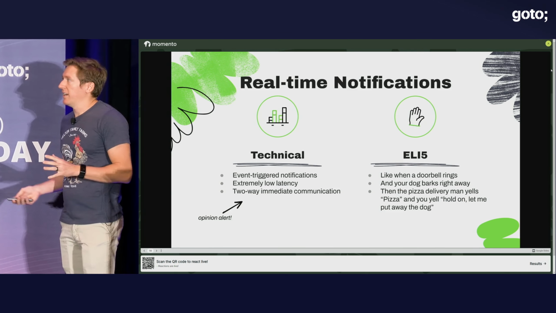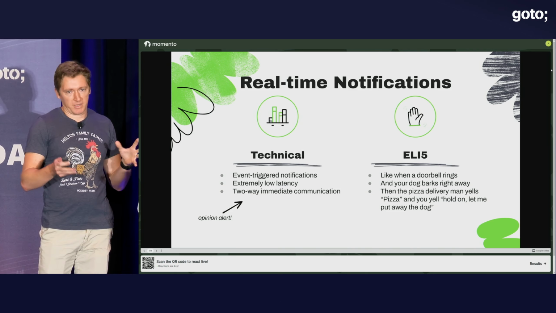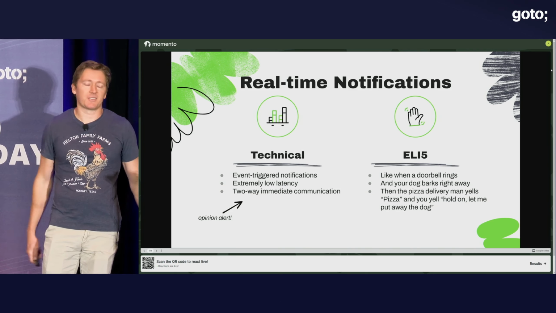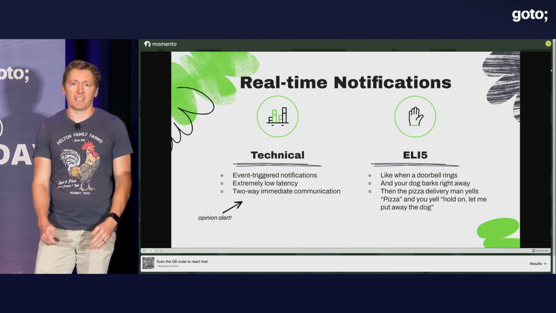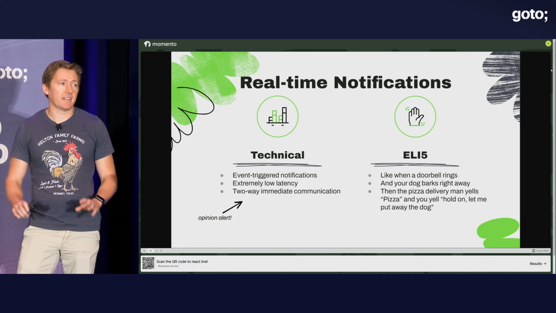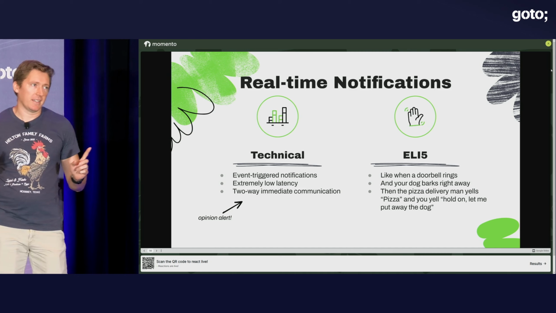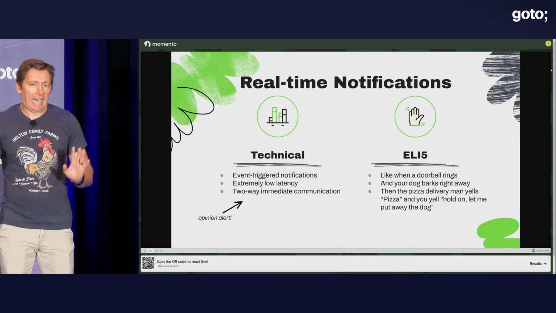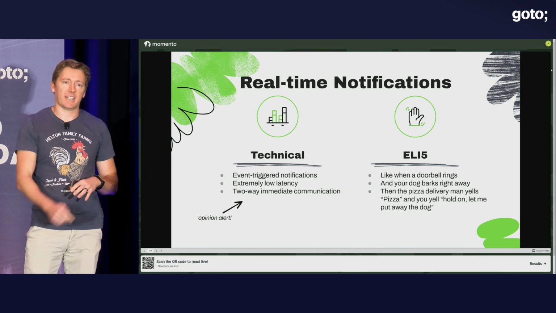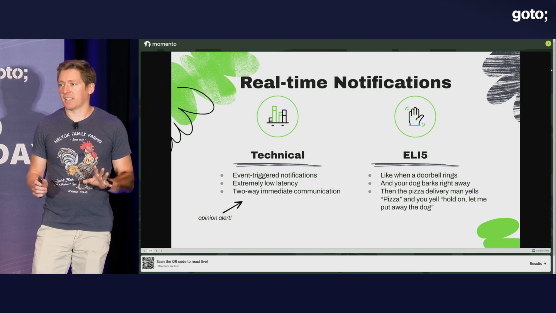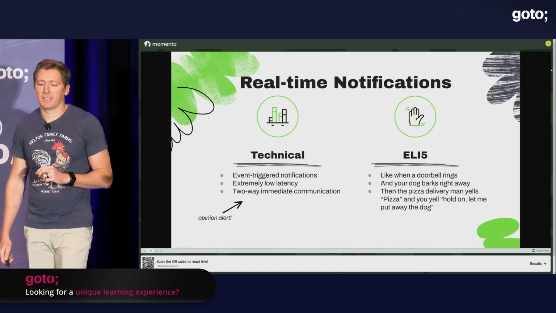So when I say real-time notification, I'm going to talk about event-triggered, I hate using the word to describe the word, but notifications, events, very fast, very low latency, and then the opinion of this presentation is two-way. Now, real-time notifications do not have to be two-way, meaning something from the client to the server and the server back to the client, but for the context of this conversation, it does have to mean that. So we'll talk about why that's important.